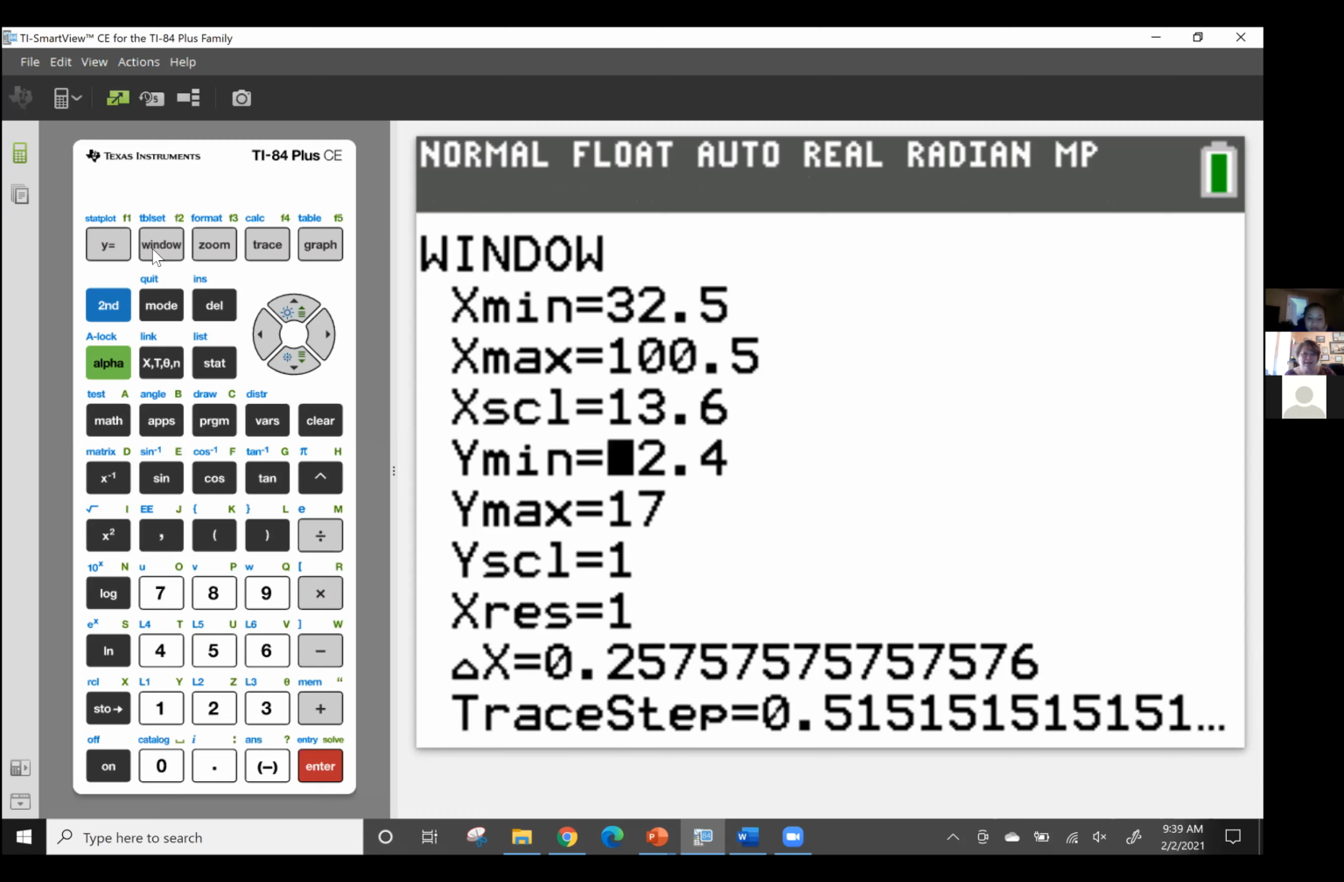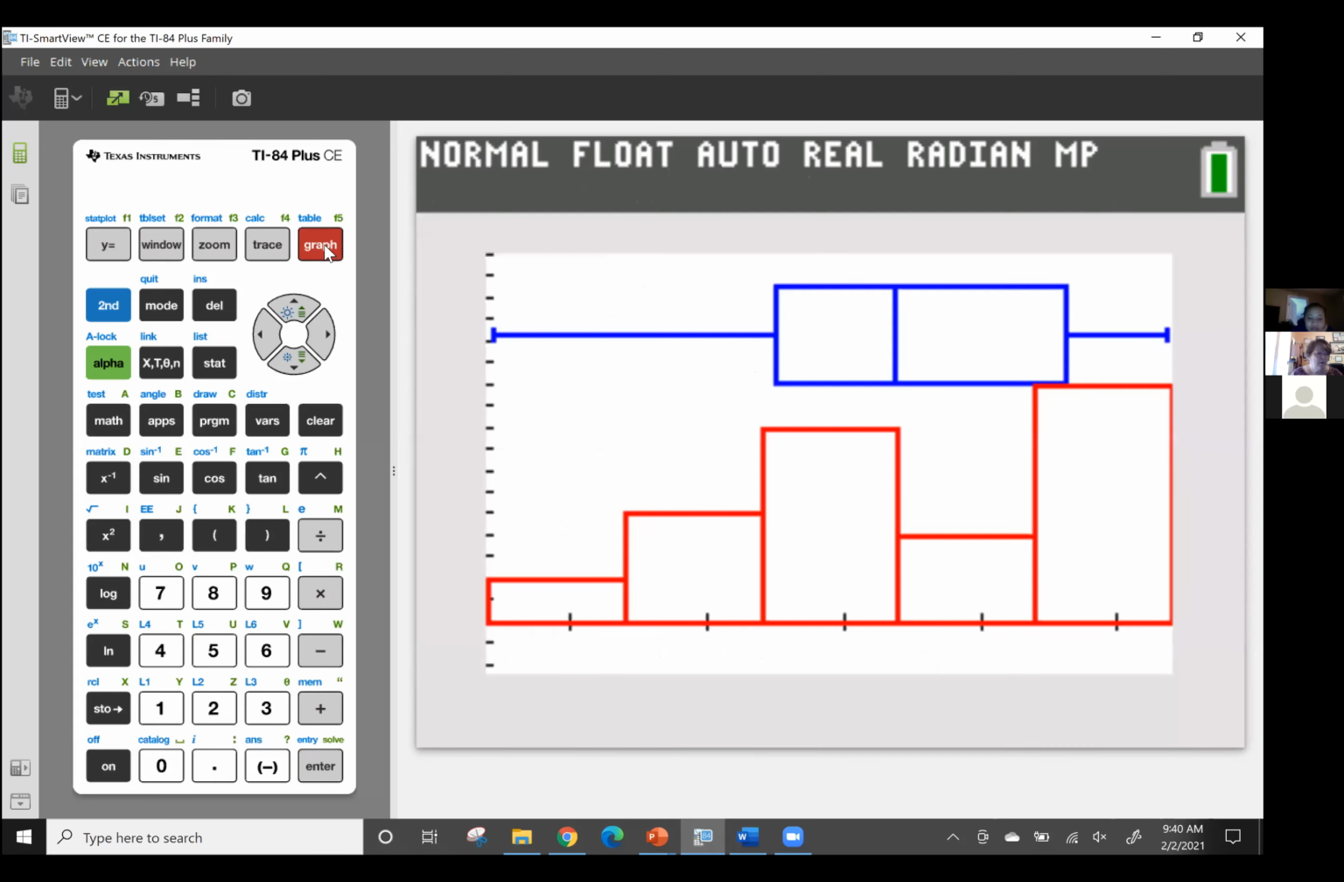Now the minimum and maximum, they chose that for you in the slide. This is a number that you can just play with until the graph looks the way you want it to. I don't know that there's anything sacred about starting at -2.4 and ending it at 17. I don't know that there is. And we're going to use a Y scale of 1, 2. So now that I've got my window set up, I can hit the graph button. And I can look at this graph, and this is going to tell me some stuff about my data.